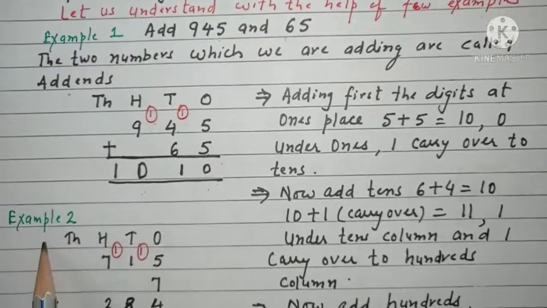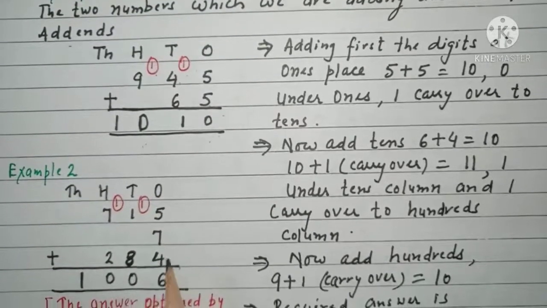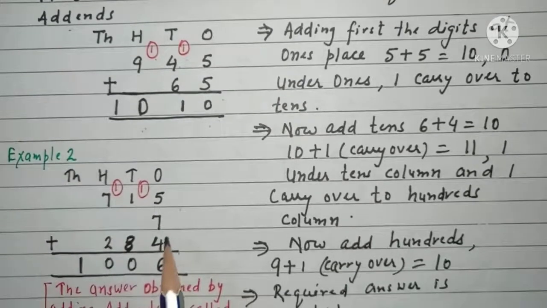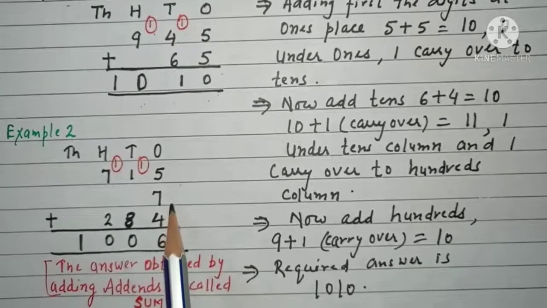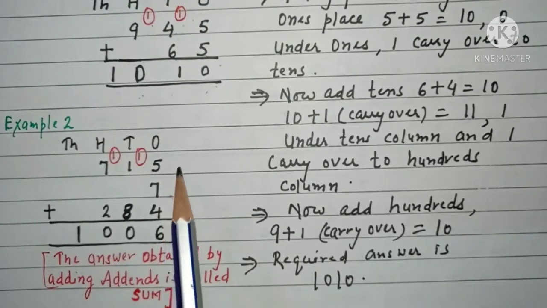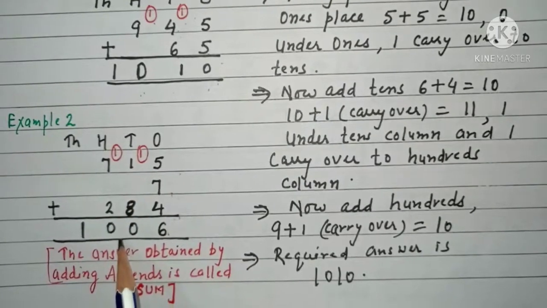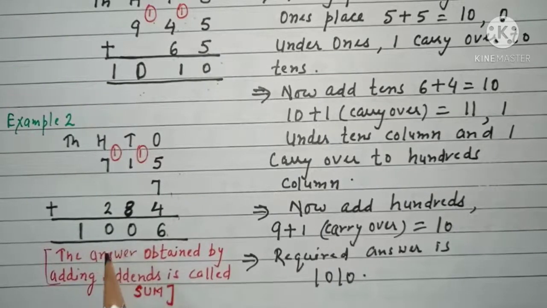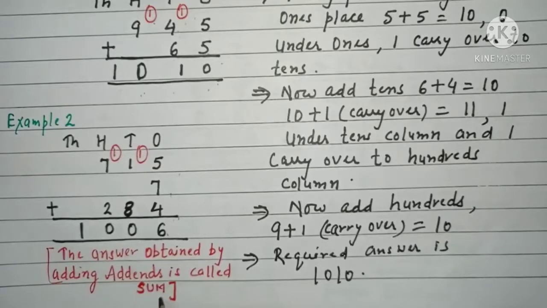Let us see one more example of adding three numbers together. As we have 715, 7 and 284. So 7 is a single number which will be placed under the column of ones. So adding the ones, then adding the tens, then adding the hundreds, and we will get the required answer. So the answer obtained by adding addends is called sum.